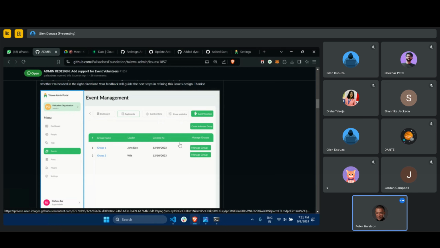Thanks. I was looking at those PRs when they were merged. That was also good to see. And the feature set of Talawa Admin in general is becoming much more robust, which is really good. And I'm glad to see that we are adding all of these things to it.